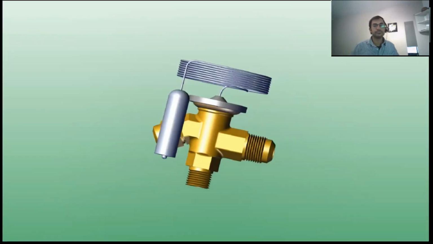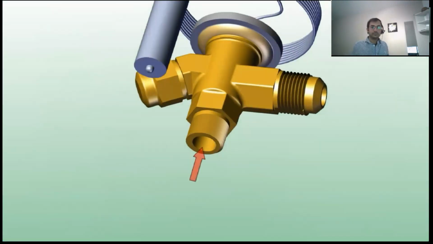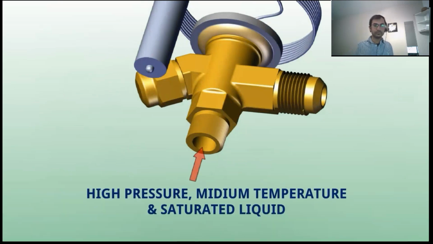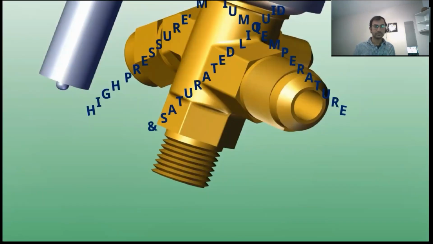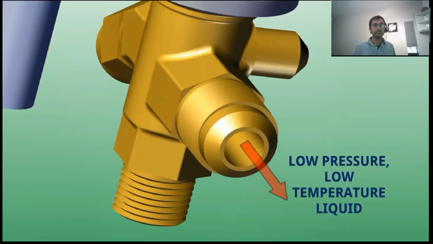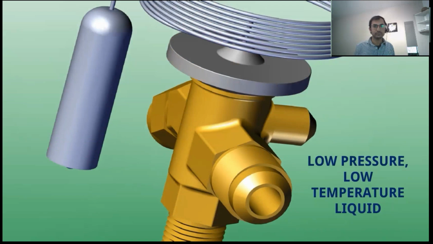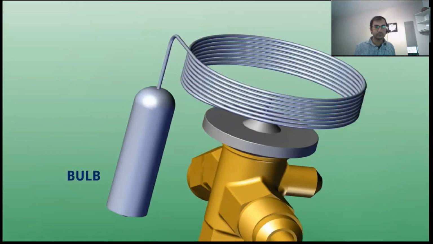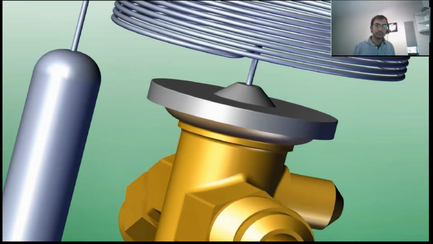So this is the expansion valve, and this is the inlet where high pressure, medium temperature, saturated liquid enters, and this is the outlet where low pressure, low temperature liquid exits. This is a valve which senses the condition of the vapor, and it is attached at the outlet of the evaporator coil. This is the coil. Basically, an independent refrigerant circuit is there within this section to measure the condition of the refrigerant vapor at the outlet of the evaporator, and it can create pressure based on the vapor condition.